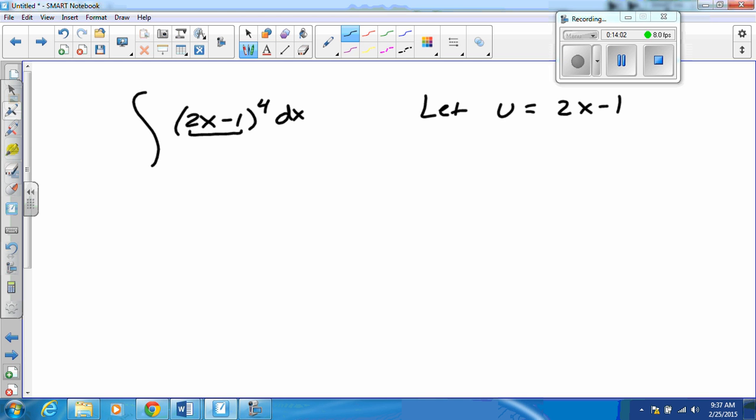So that if I let u equal 2x minus 1, now my integral is going to transform, and the main part of the integrand transforms into u to the 4th. And that's a lot easier to deal with.